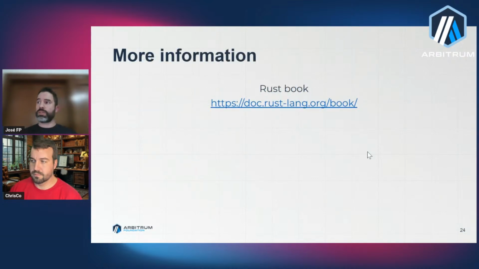All right, if you want more information about Rust, the Rust book is a great resource for both learning and as a reference guide. If you don't remember how to do something, the Rust book is very well divided into different meaningful sections, so you can find whatever you need there.